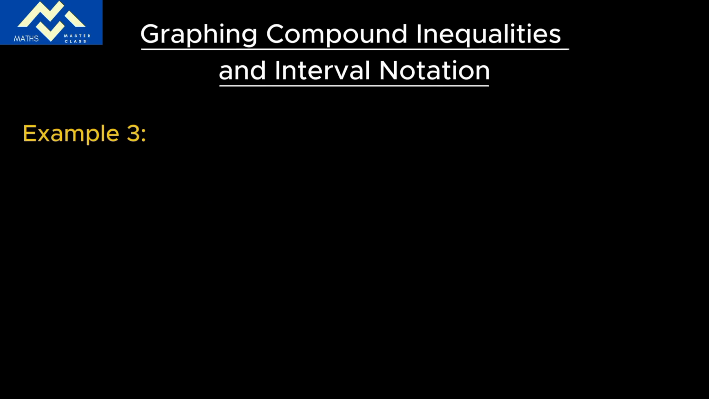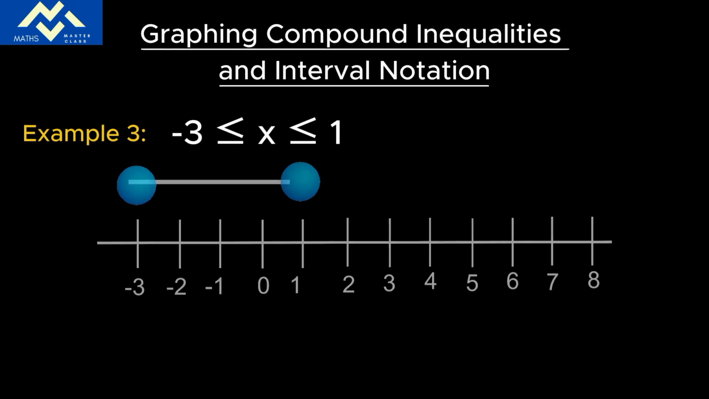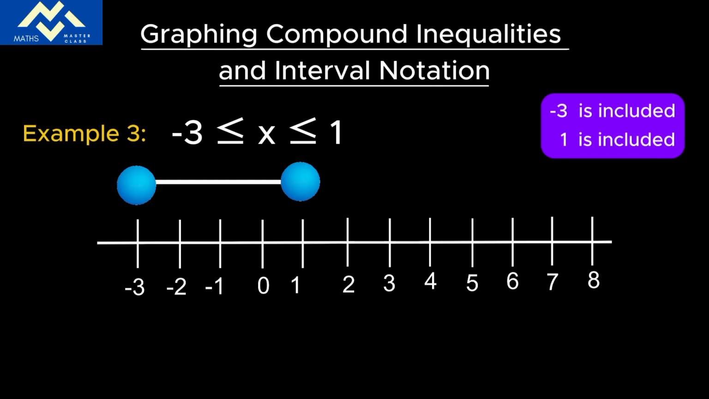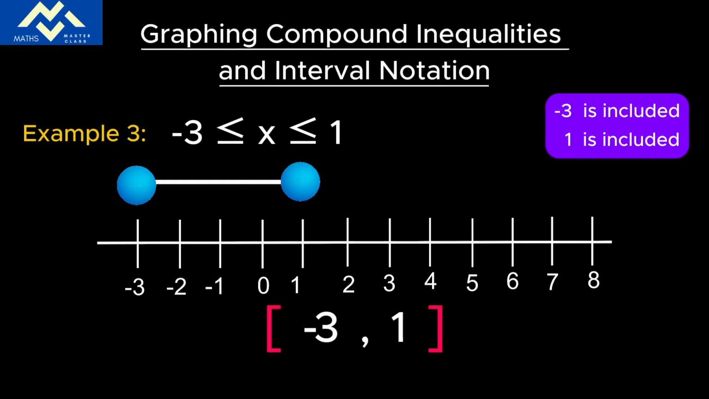Example 3. -3 is less than or equal to x, and x is less than or equal to 1. This means x is between -3 and 1, and both endpoints are included. And on the number line, we draw a closed circle at -3 and a closed circle at 1, then join them together. So in interval notation, we write square bracket at -3, and square bracket at 1.